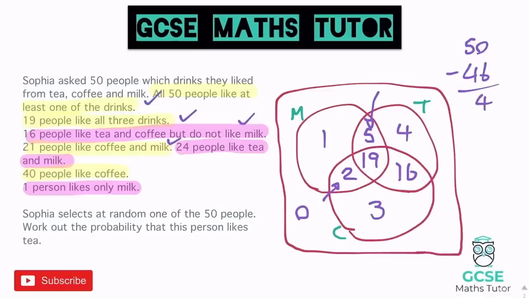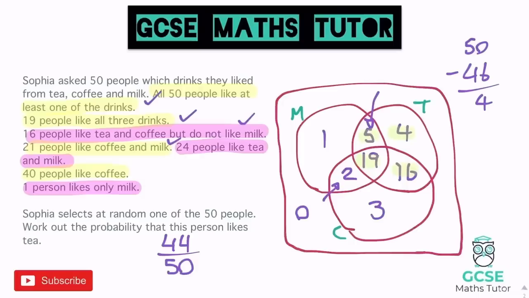Now it says Sophia selects at random one of the 50 people, work out the probability that this person likes tea. Well, that doesn't say just likes tea, it says the probability that they like tea. So we've got a few of the numbers here that we can actually consider. We've got the 4, the 5, the 19 and the 16. So the amount of people that like tea, if we add them all together, 5 plus 4 is 9, plus the 19 is 28, plus the 16, what does that give us? 19 plus 16 plus 5 plus 4 gives us a total of 44 people that like tea. So there's 44 people that like tea out of a total of 50 people, so it's 44 out of 50.